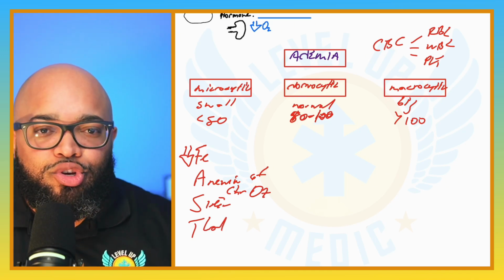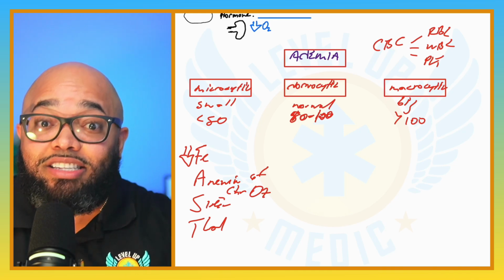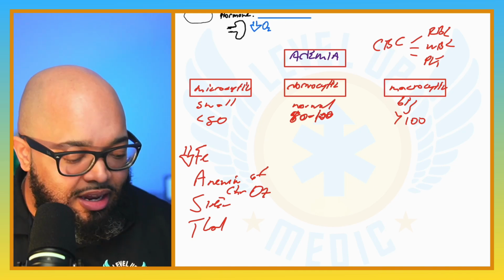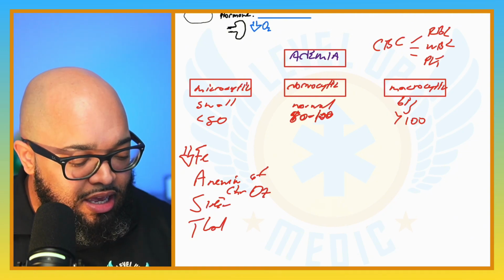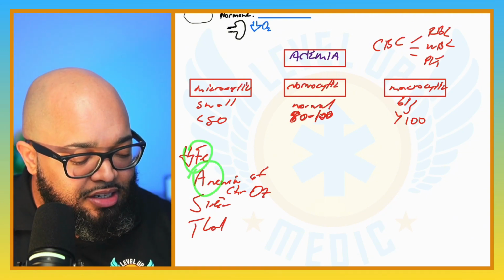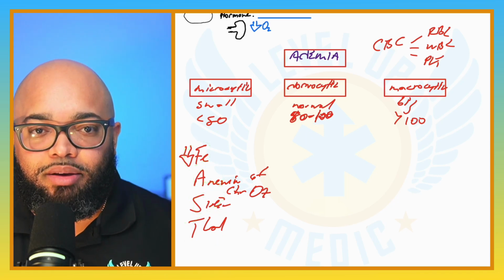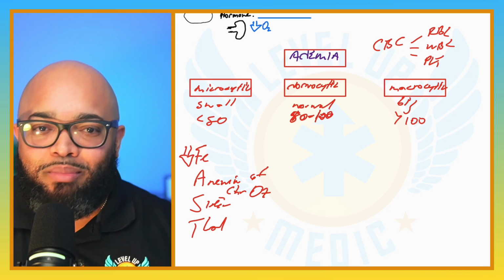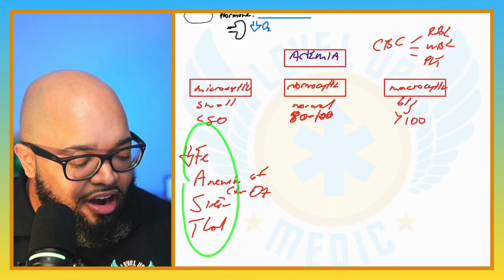I'm not going to go too much in depth just for the sake of time, because I have more I want to cover. But some types of microcytic anemias are iron deficiency, anemia of chronic disease, sideroblastic, and thalassemia. With thalassemia, we can get into alpha and beta, major and minor, and so forth. But let's just keep it there for now.